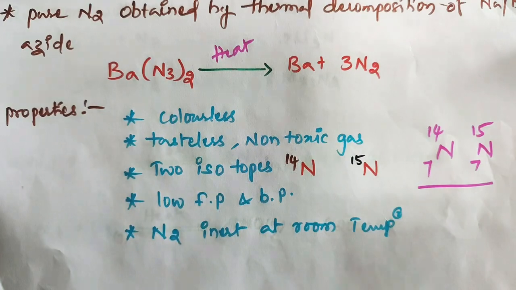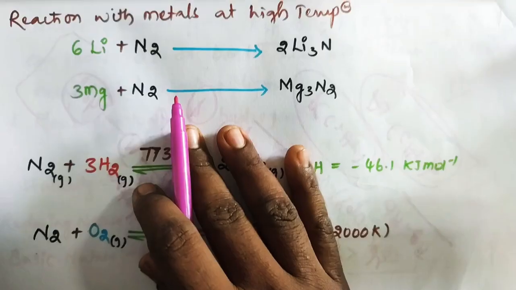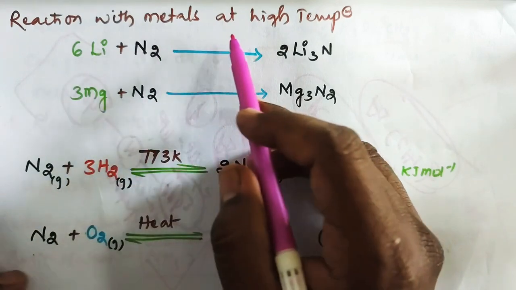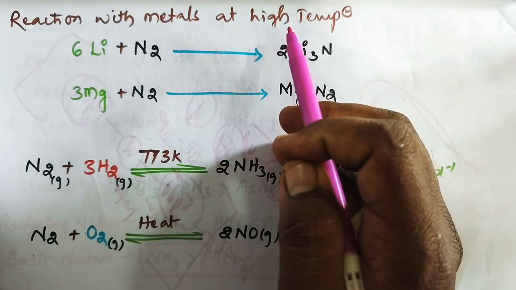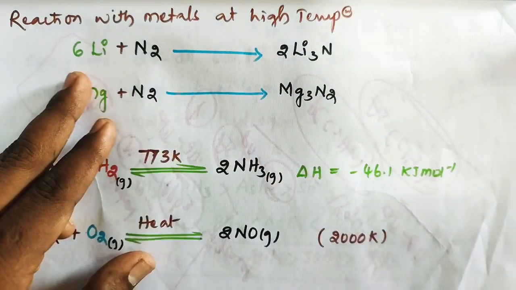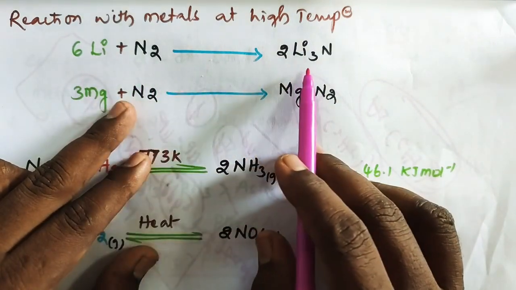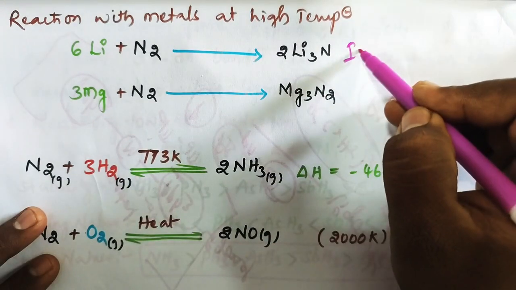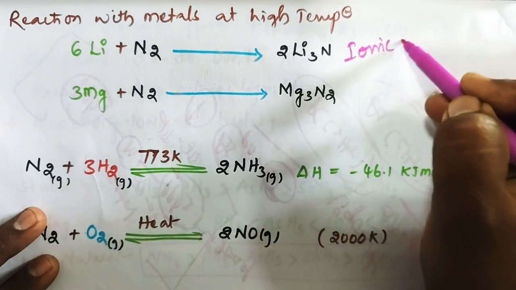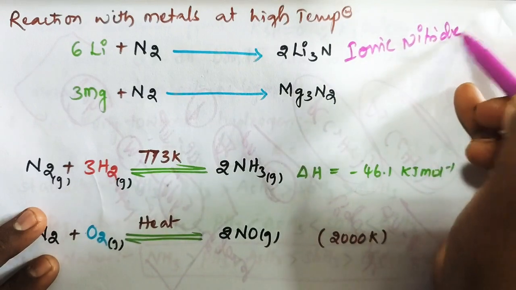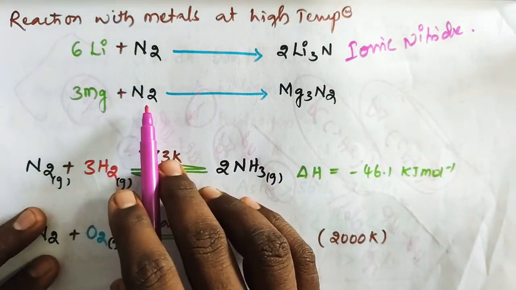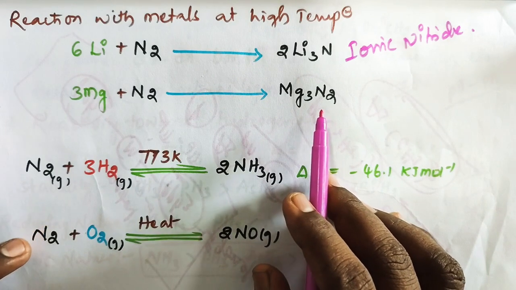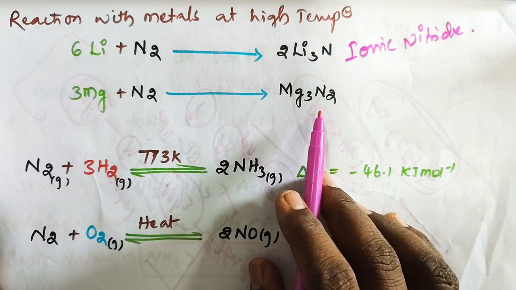N2 is inert at room temperature, but reacts with metals at high temperature. Lithium reacts with nitrogen and we get Li3N, which is an ionic nitride. And magnesium with N2 gives Mg3N2, which is also an ionic nitride. And reaction with non-metals gives covalent nitrides.